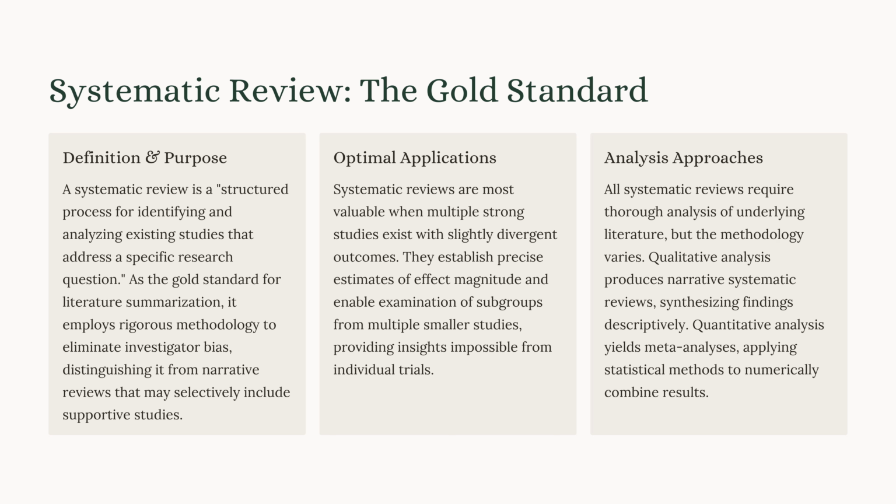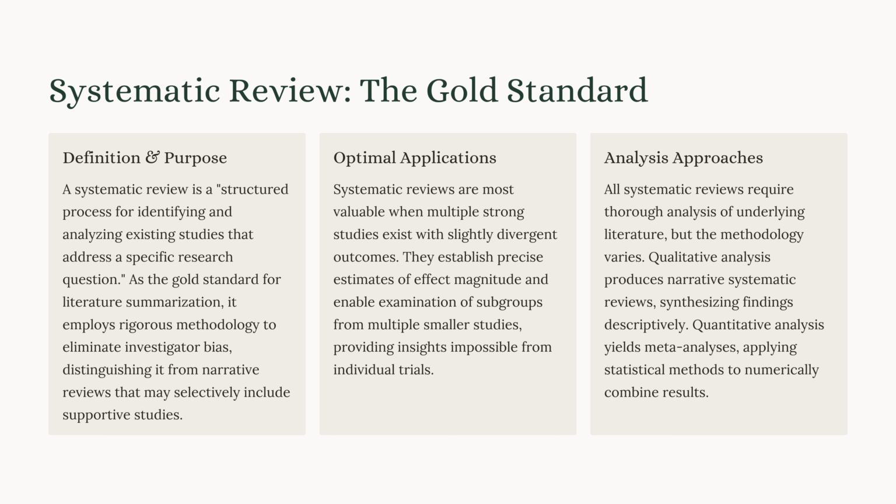Systematic review is the gold standard because it uses a highly structured process for finding and identifying existing studies that address your research question. It gives a good summary through rigorous methodology to help eliminate biases that may be in individual studies. When you collect everything together, it helps eliminate those biases and gives a clearer, more precise estimate of what's happening.